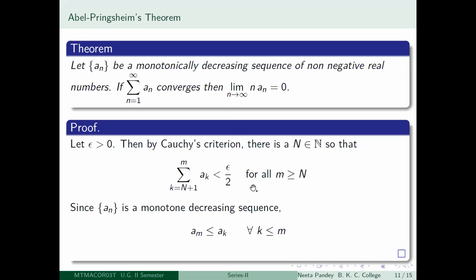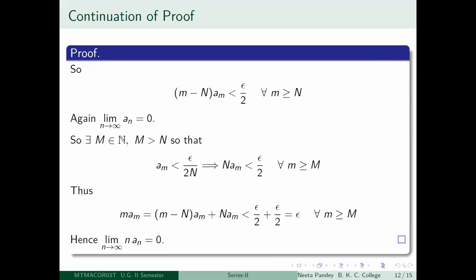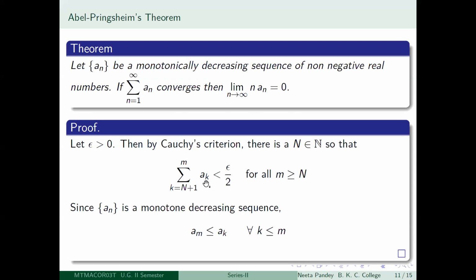So you have this. Again, an is a monotone decreasing sequence. So if m is greater than or equal to k, then am is less than or equal to ak, right? This also we have. So let us see what is happening. Let's go back here and see. So you have a capital N plus 1 plus a capital N plus 2 plus etc. plus am, that is less than epsilon by 2. So it is going till the mth term, right? Am, starting from the N plus 1th term.